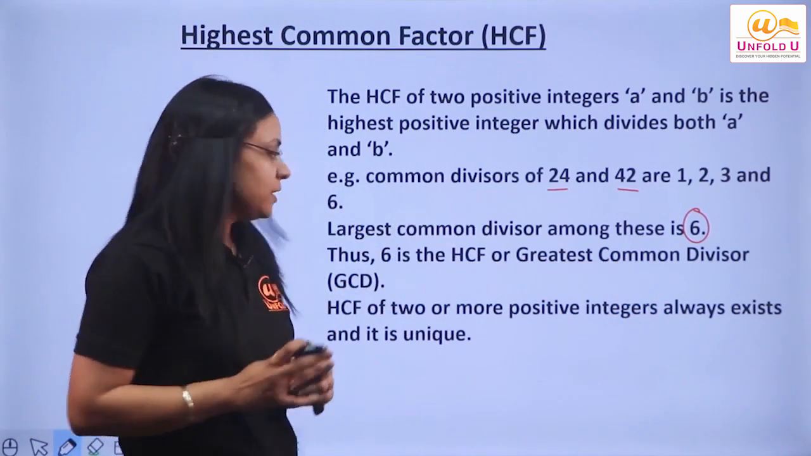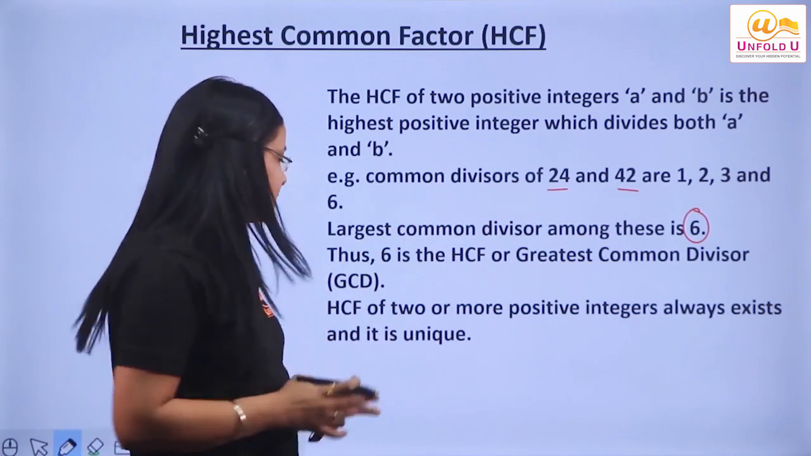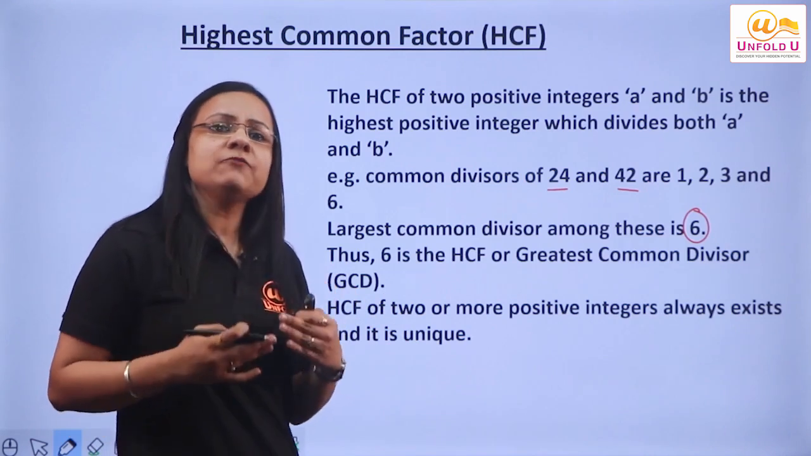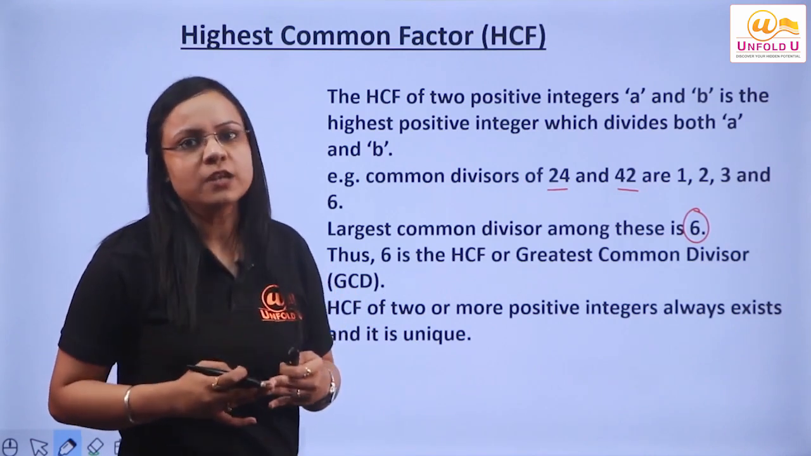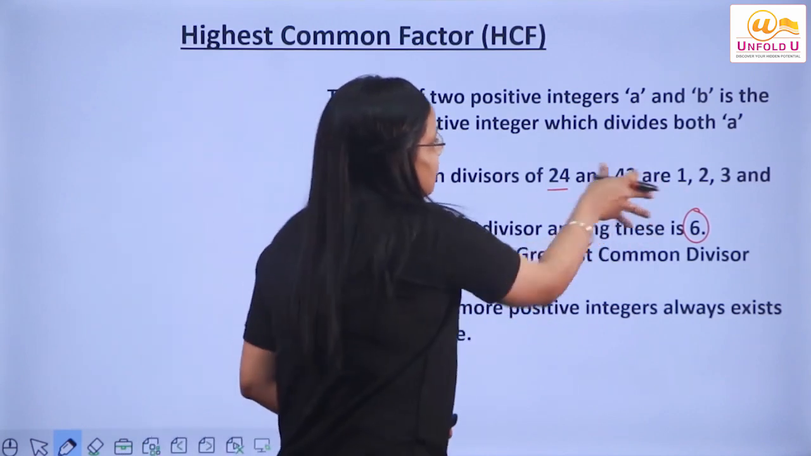And one thing more: the HCF of two or more positive integers always exists and it is unique. Now let's see how we can find the HCF of two numbers using Euclid's division lemma. Let's find out.